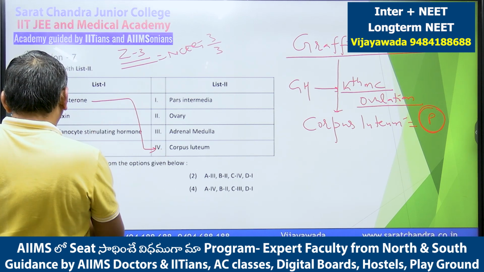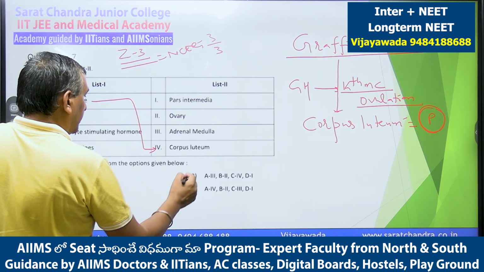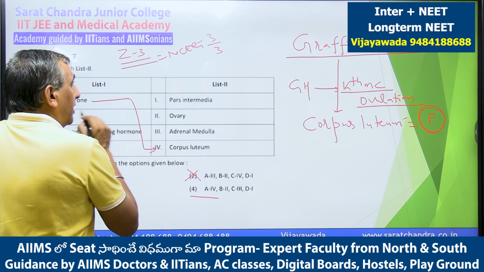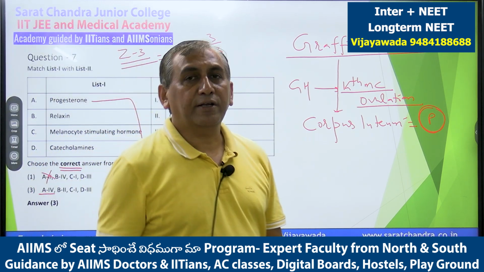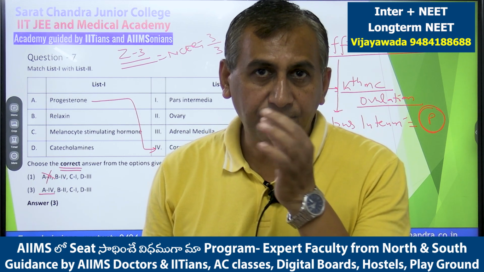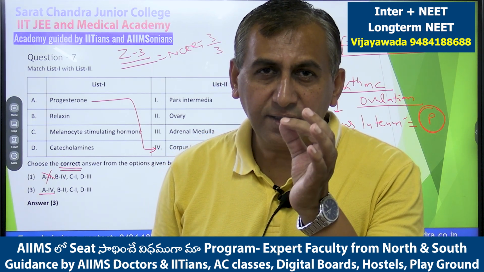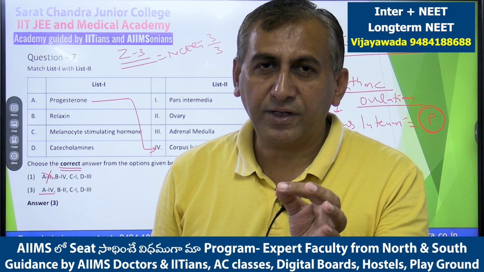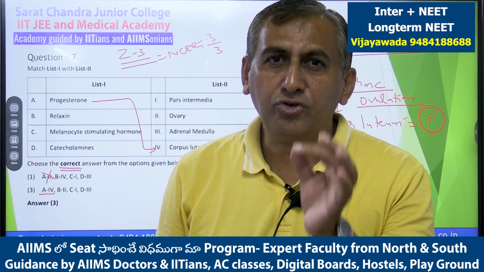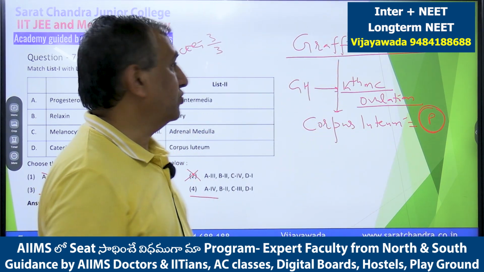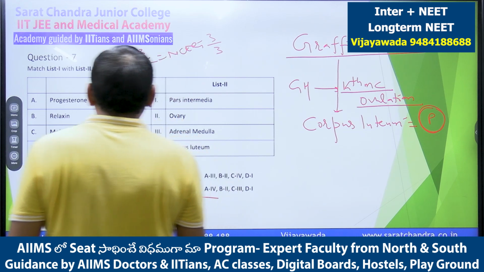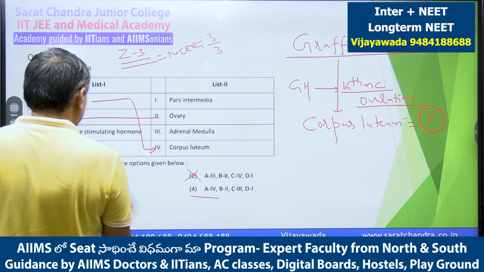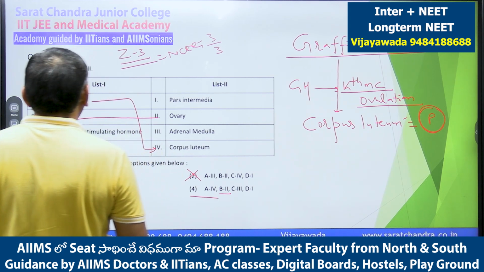So this option is gone, this option is gone, two options are surviving. In NCERT, in embryonic development, one point is given: during the later phase of pregnancy, a hormone called relaxin is also secreted by the ovary. So relaxin is secreted by the ovary. Still two are surviving.